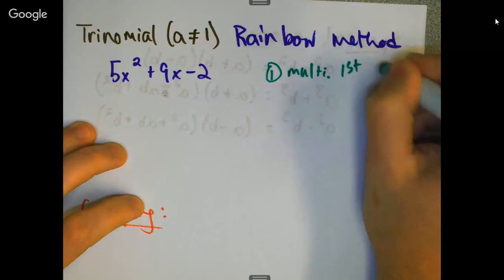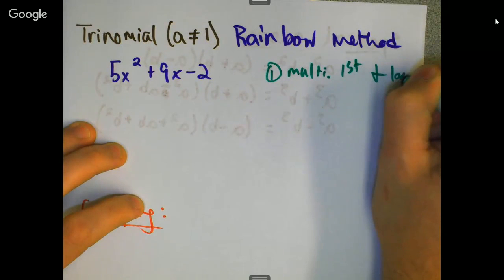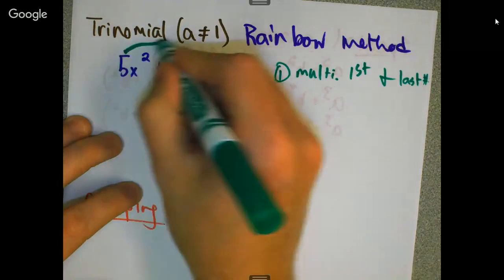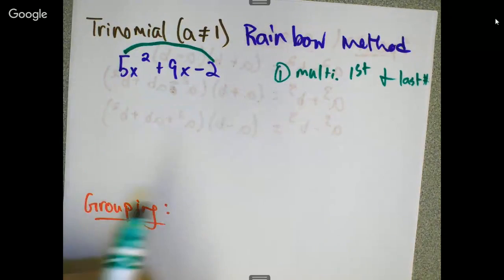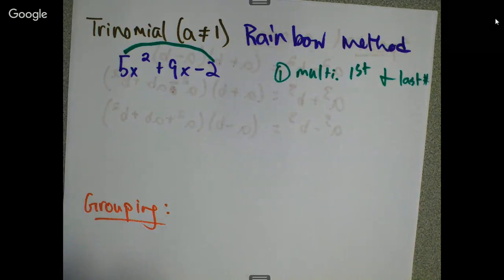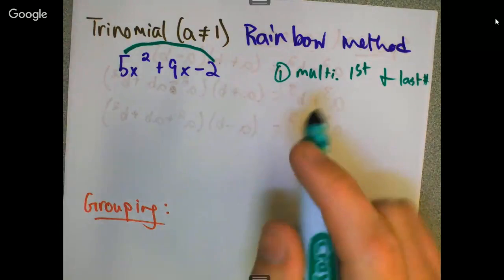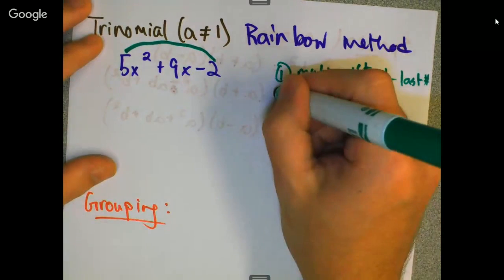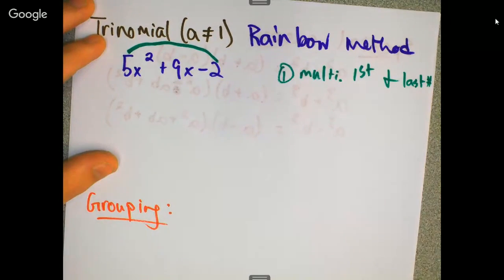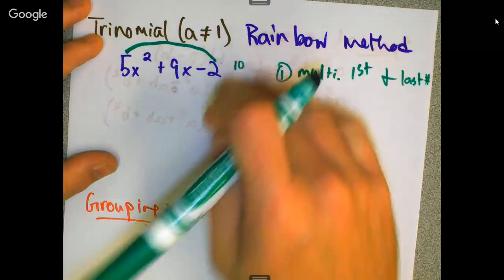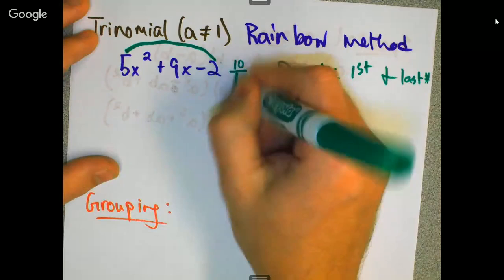first and last number. Okay, so we're going to take 5 times 2. Don't worry about signs. Okay, signs will come in the end. So we multiply first and last number, and we get 10. You will then, so we get 10 over here. I'm gonna do it as we go through, and then you're going to factor that number.